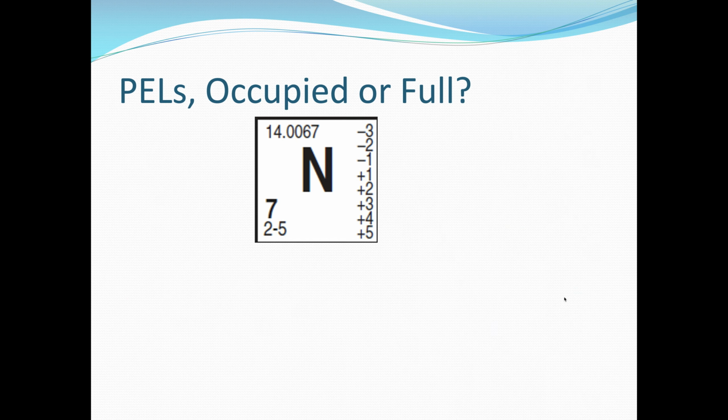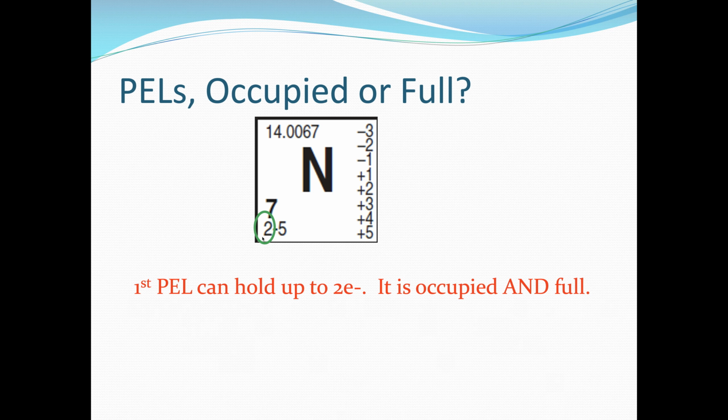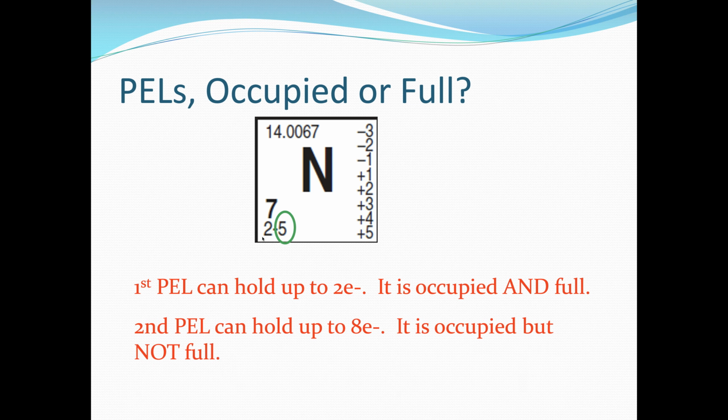Okay. So we're going to be looking at this once again at principal energy levels, sublevels, and orbitals. Let's start with principal energy levels. Our configuration is 2-5. If you recall, the first energy level can hold 2 electrons. The second can hold up to 8. The second isn't full, but it is occupied. Therefore, we have 2 occupied energy levels, but only one of them is full. One is full, and the second one is occupied, but not full.